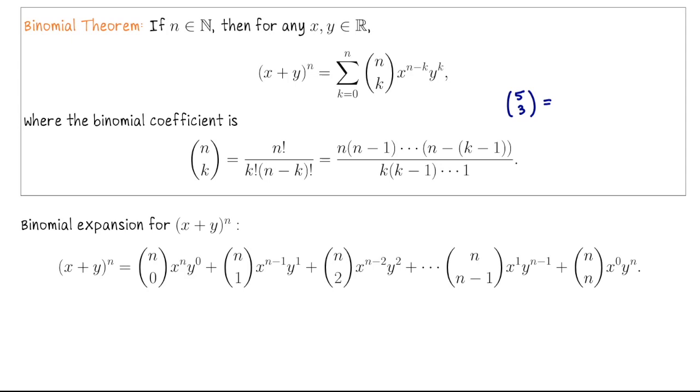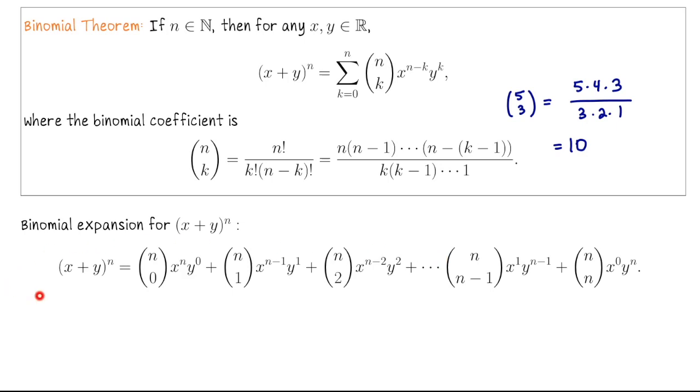Or you can say 5 times 4 times 3. So that's like 5 factorial, but only the first 3 terms, divided by 3 factorial. So 3 times 2 times 1. Okay, so overall that would be what? 10? The 3's cancel out? Yeah, 10.